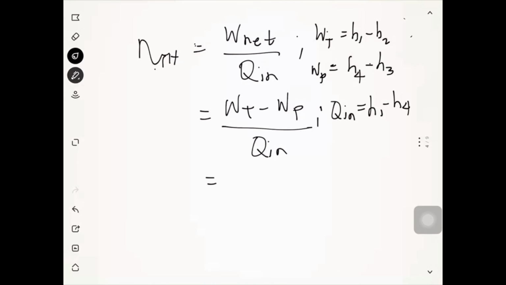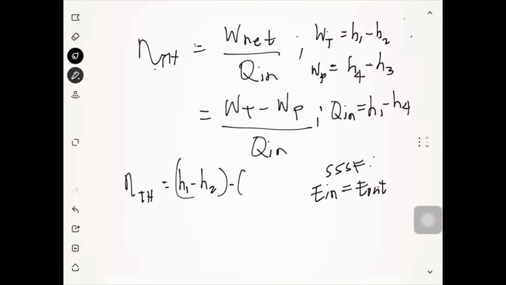For these equations, we assume a steady-state, steady-flow process, and we can assume that energy in is equivalent to energy out. So our thermal efficiency in terms of enthalpy is H1 minus H2, minus the work of the pump, which is H4 minus H3, over the heat input, H1 minus H4.